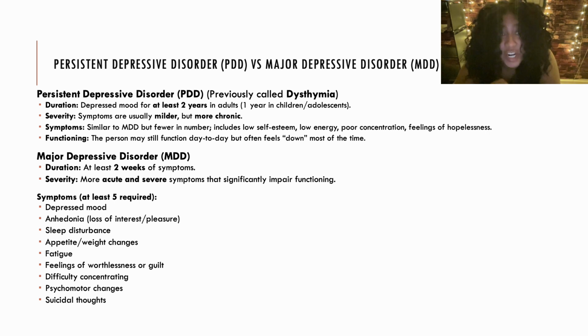It's severe, it's acute. 5 or more symptoms: depressed mood, suicidal thoughts, fatigue, feeling worthless, losing interest in things that you once liked to do, suicidal ideation. That's the difference between those two.